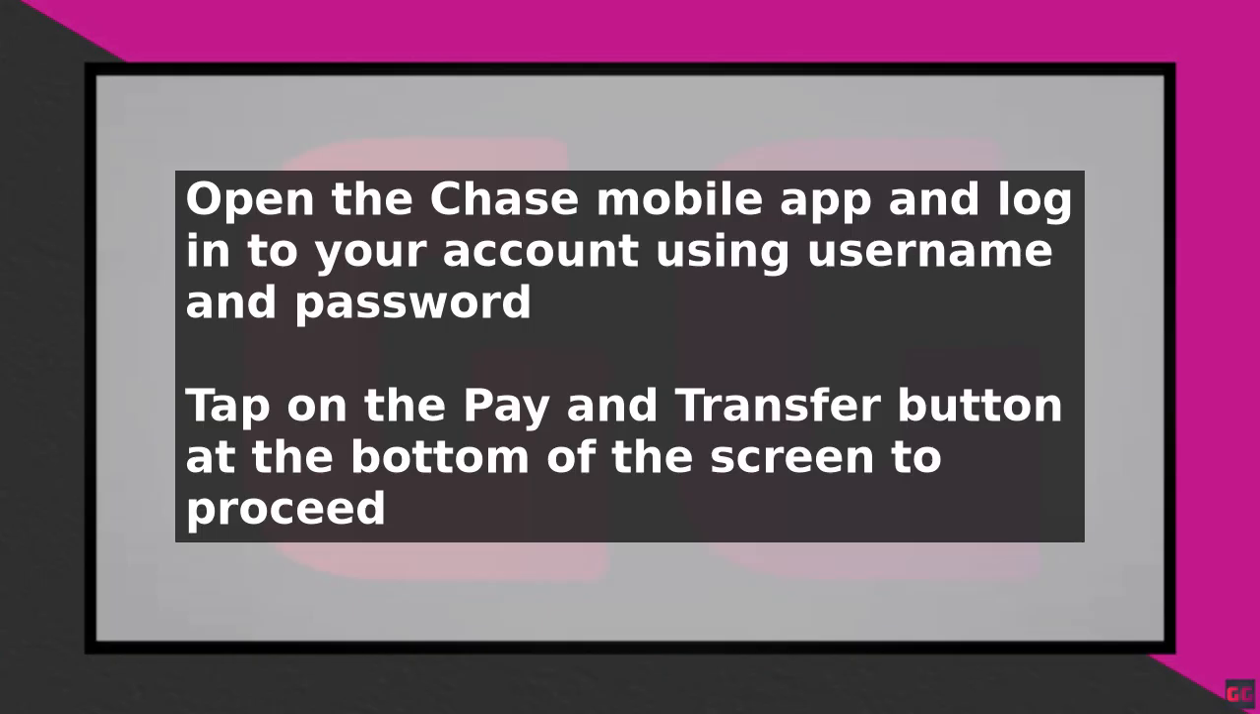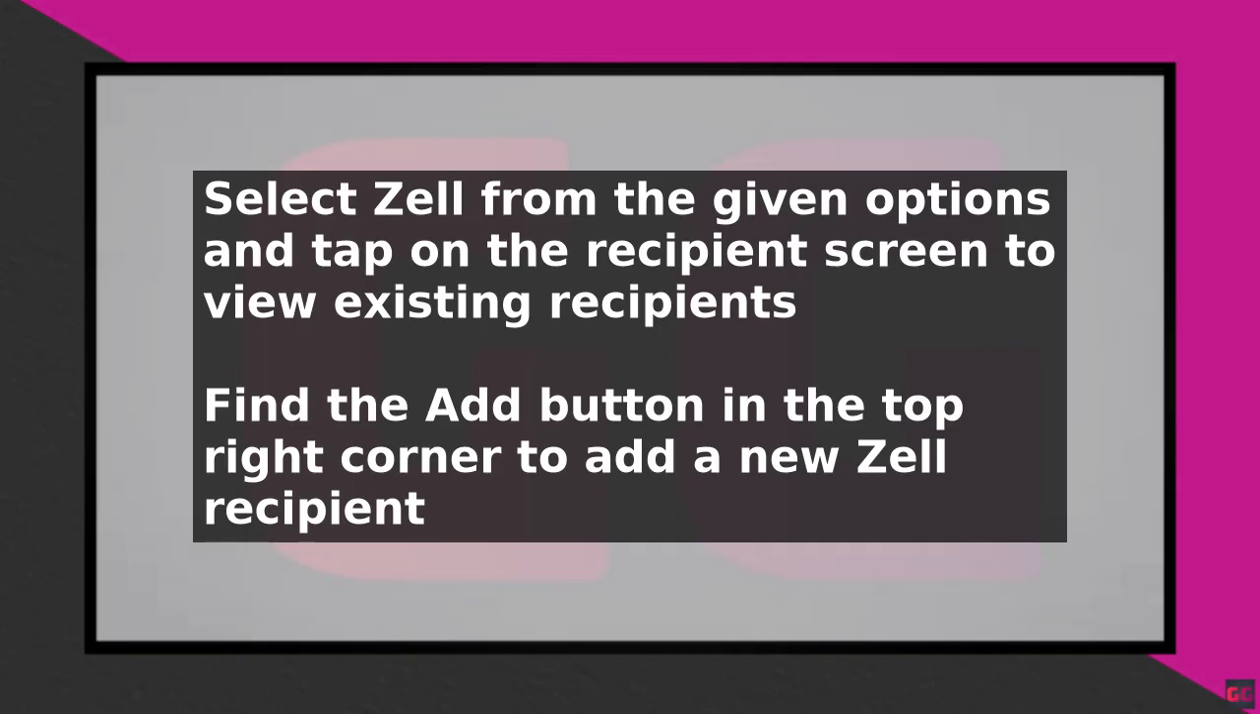Find and tap on the Pay and Transfer button. This will take you to the Pay and Transfer screen, where you'll see a Manage Recipients button. Tap on this to add or remove recipients.